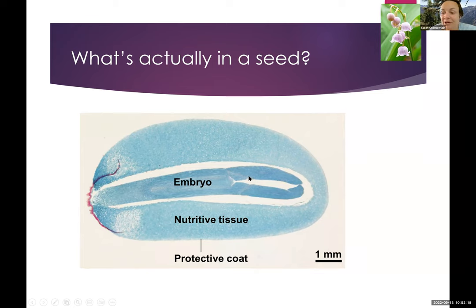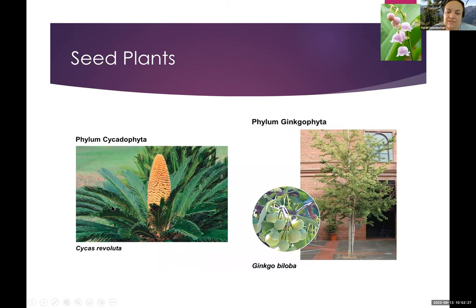Okay. We got an embryo and it's surrounded by nutritive tissue, snacks, right? And then there's this protective coat around the outside. Okay. So that's what a seed is.